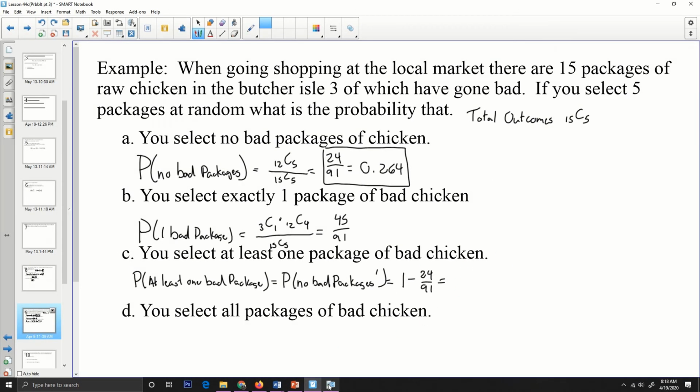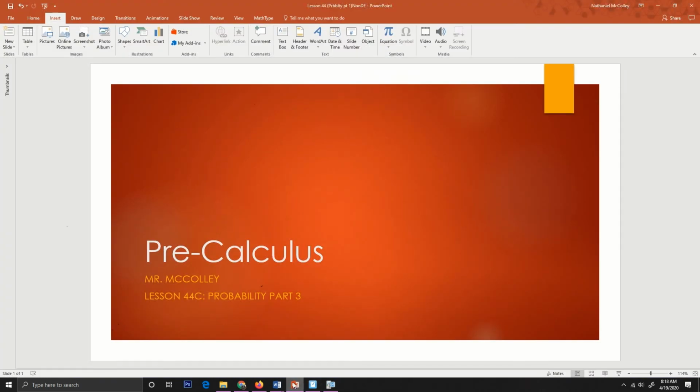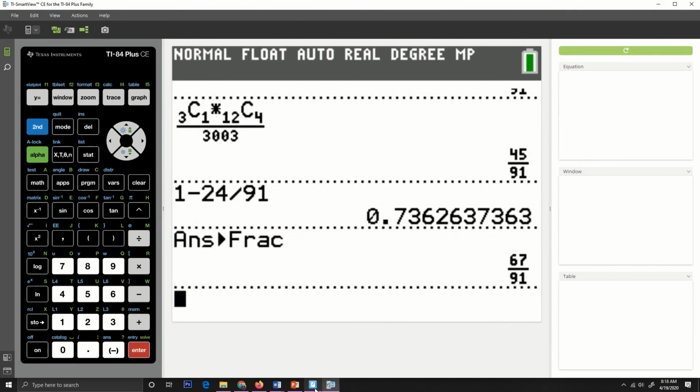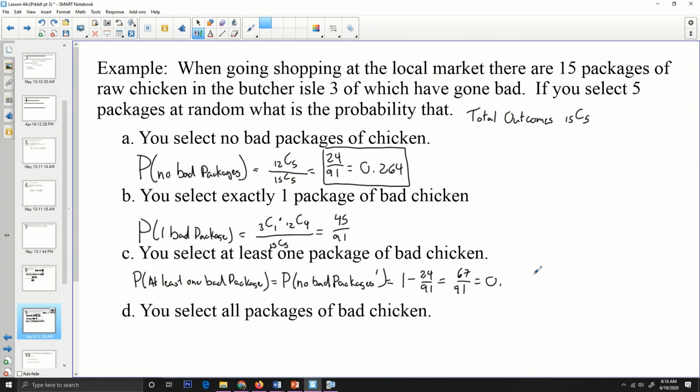And it would be, let's see here, what is 67 over 91, which is equal to 0. What did I say? 736. And I would not take those odds, so we will move on.